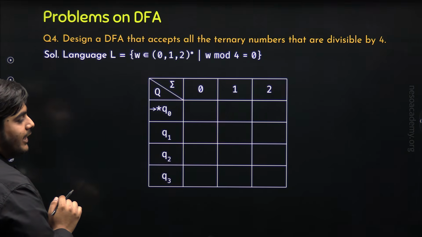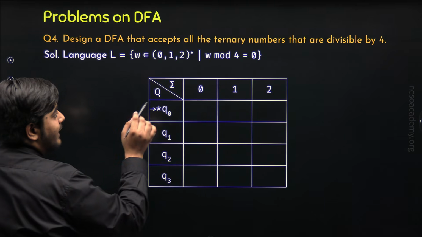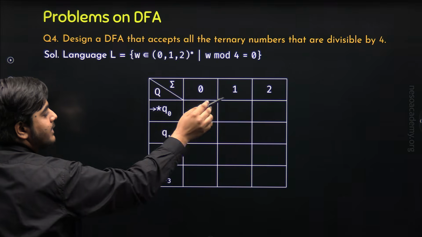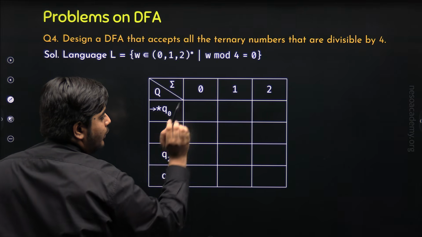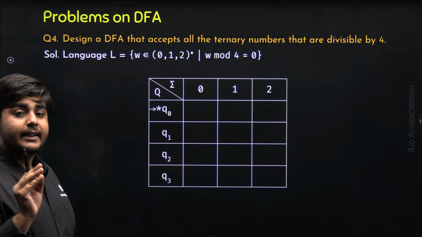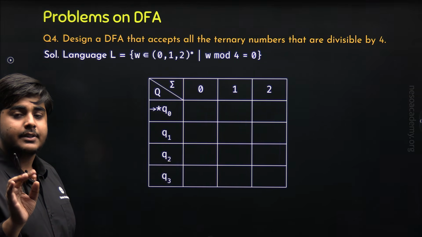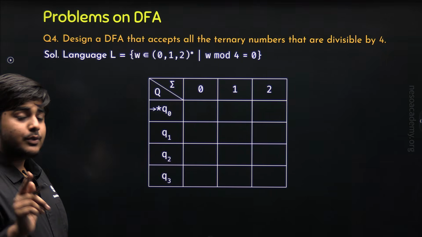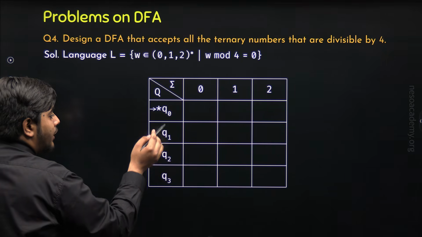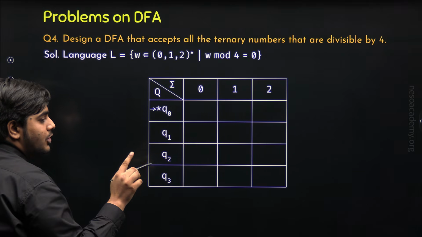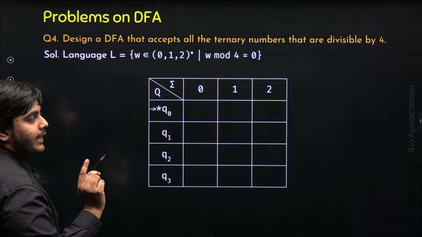Here is the transition table for this question. You can see that we are considering the ternary numbers. That is why the input symbols are 0, 1 and 2. And when a number is divided by 4, there can be 4 possible remainders: 0, 1, 2 or 3. That is why the states are Q0, Q1, Q2 and Q3, Q0 being the initial as well as the final state.